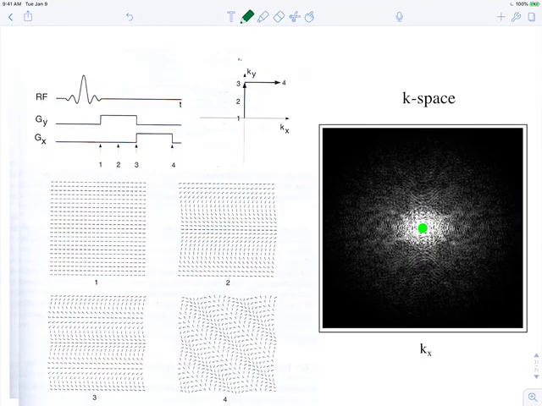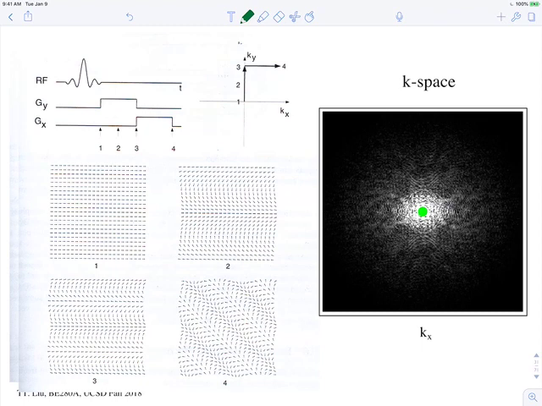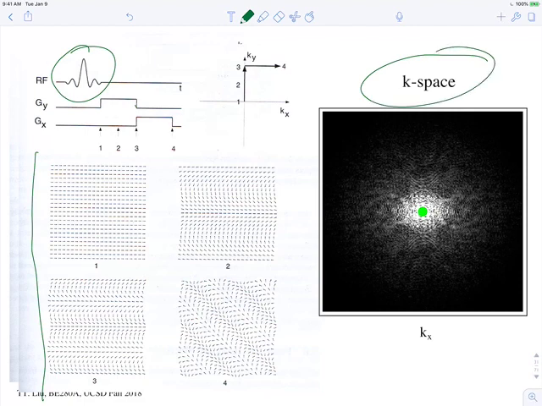So let's take a look at our case-based example. Here, the RF pulse we'll talk about later; that's what tips the spins. What we're going to do here is first turn on the GY gradient and then the GX gradient. For every point in time, we'll look at the phasor pattern, and then where we are in K-space. At time one, everything's aligned. You can't really see that, but they're all pointing in the same direction. So we're here in K-space, at the center of K-space.